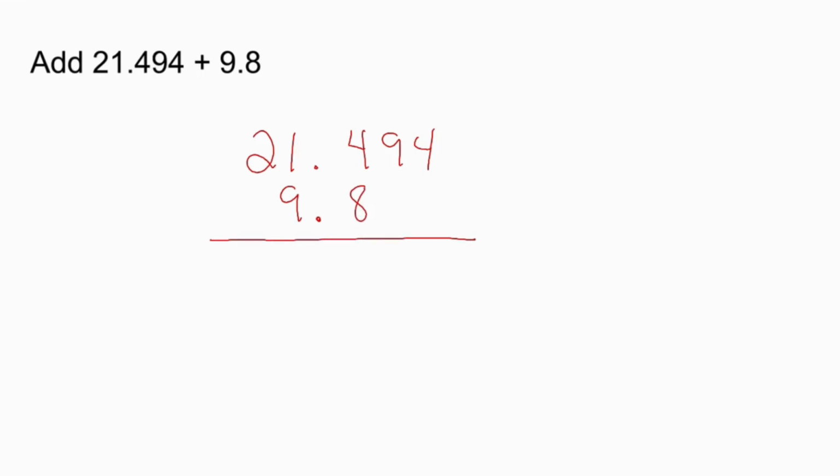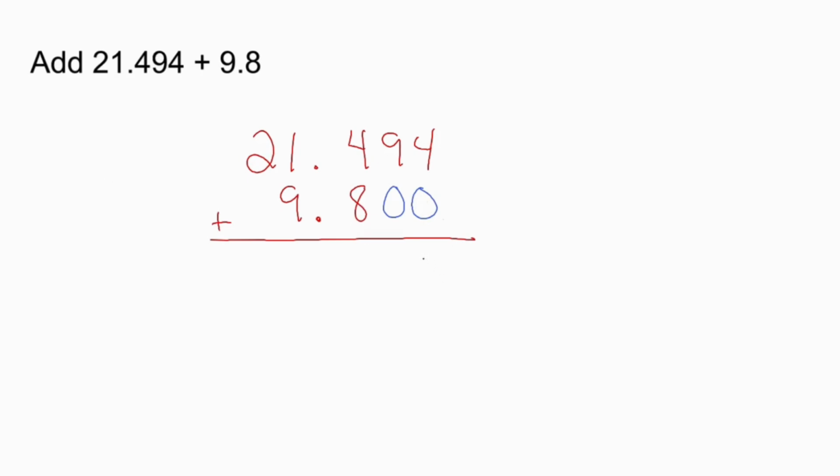Now we add these up. Now, remember, if things don't look right here, no big deal. If you're like, we're missing numbers, that's okay. At the end of a decimal, you're allowed to add zeros, like that. Now you add up the way you normally would.